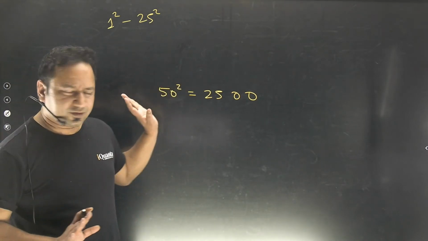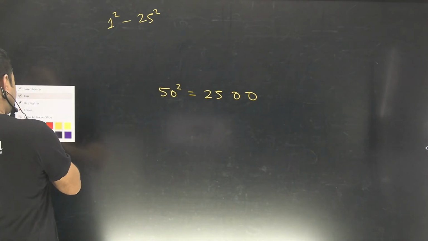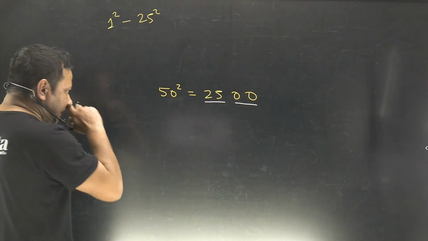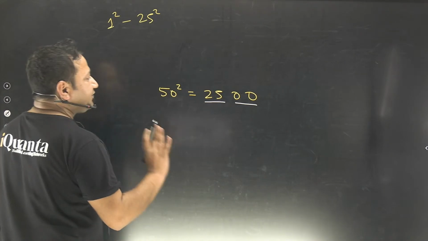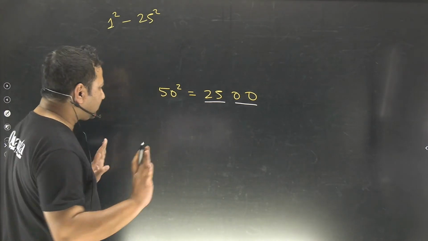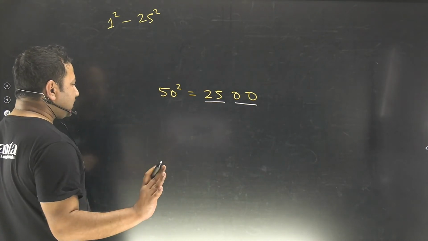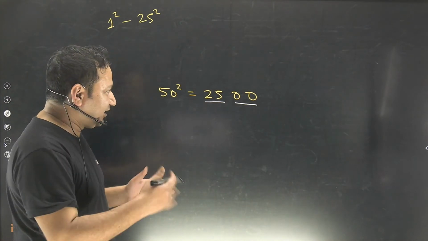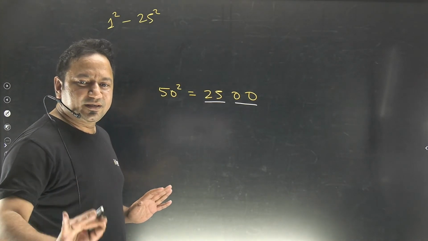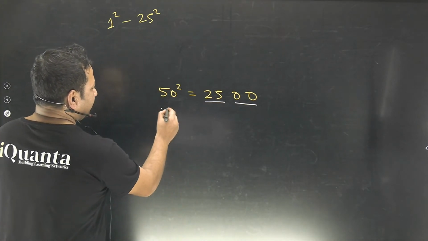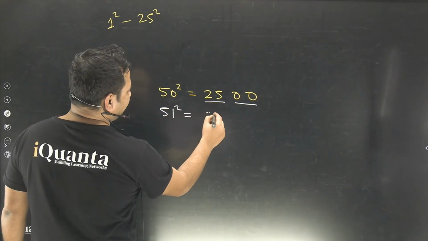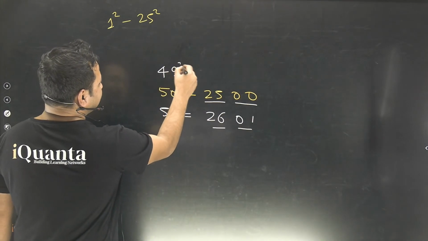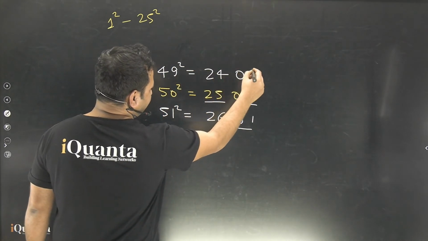This is all of us know. Now don't be stunned. Don't be in awe for a while. Try to learn this and then try to put others in awe. Okay, 50 square is 2500. All of us know it. Now, I'll do something and you will automatically say, sir, this is what we have already understood without me explaining a single bit. 51 square is actually equal to 2601. And 49 square is actually equal to 2401.